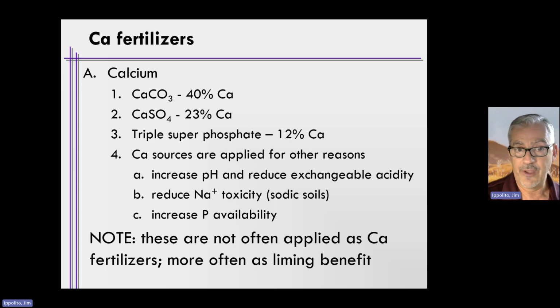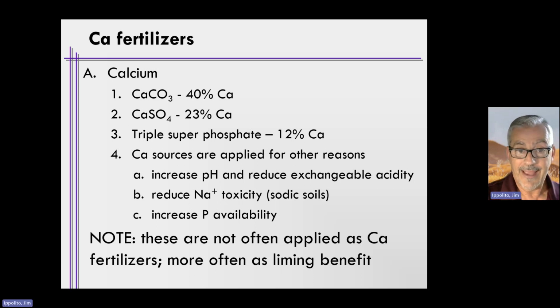You could use calcium sulfate to supply calcium needs. Calcium sulfate is not a liming source. We learned about that in the liming unit or when we discussed acidity and alkalinity in soils, but it will add calcium to a soil. You could add triple superphosphate. This is a phosphorus fertilizer that contains calcium. This is not a liming source.